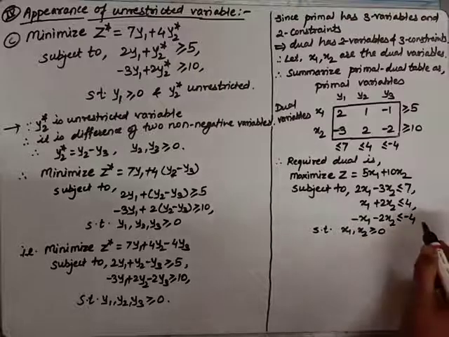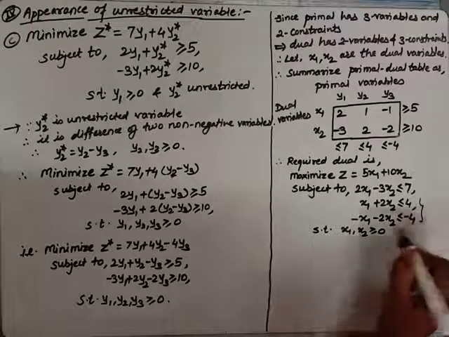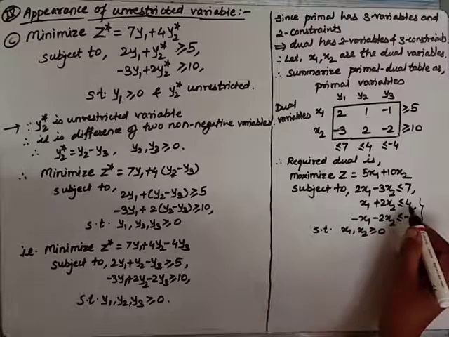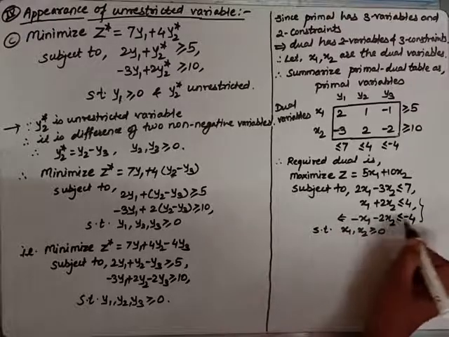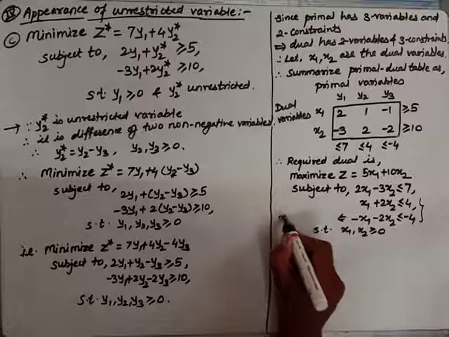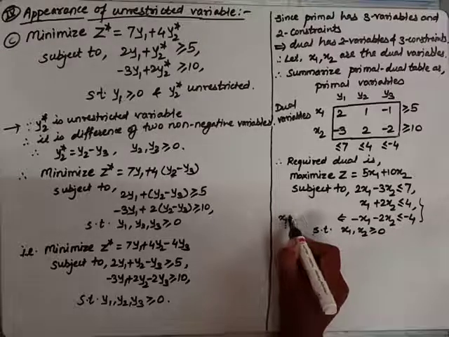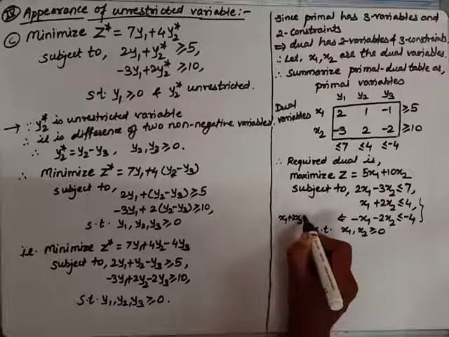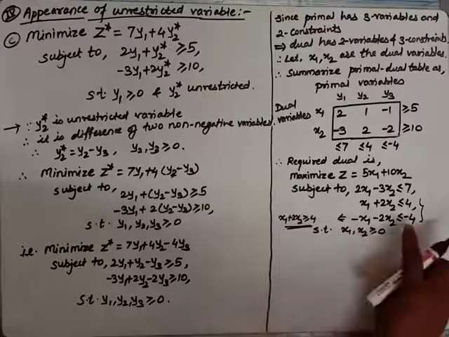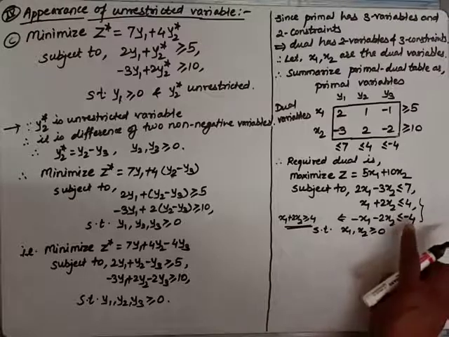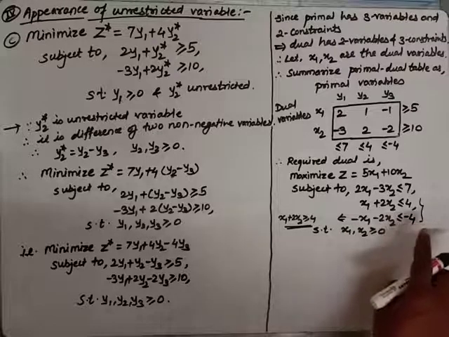Now here look at these two constants. This is x1 plus 2x2 less equal 4. Now this third constant can be written as x1 plus 2x2 greater equal 4. I can write it as such by multiplying throughout by minus 1. This negative will get cancelled.